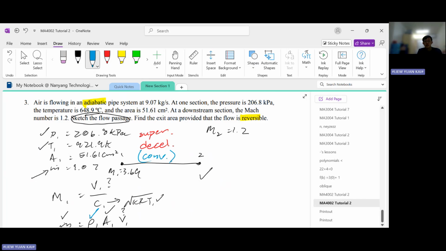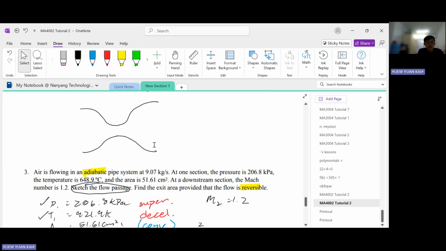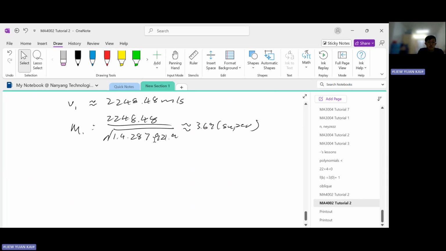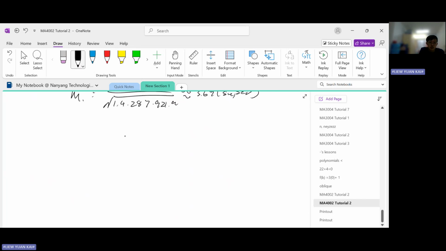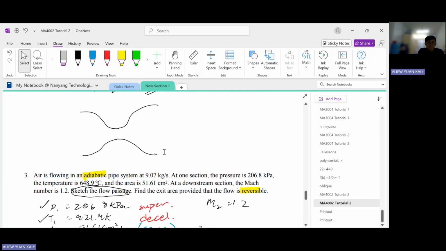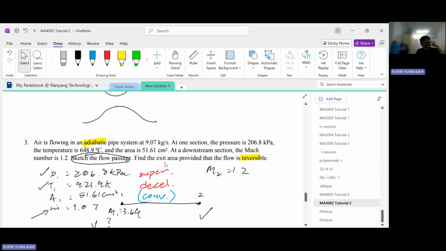It's counterintuitive. According to our intuition, constricting the nozzle should increase the flow speed, for the same volumetric flow rate. However, supersonic is counterintuitive, so constricting it will make it decelerate. So that's how you identify the shape of the nozzle. To draw a converging nozzle, it just looks like this. Now find the exit area.